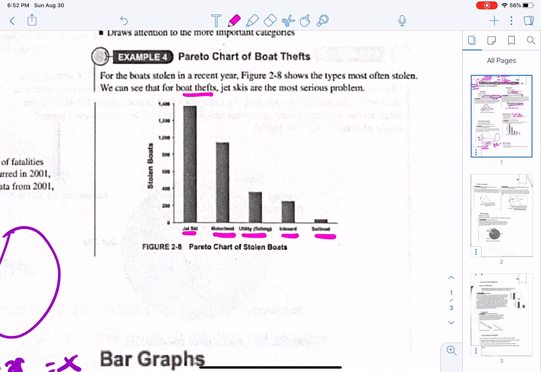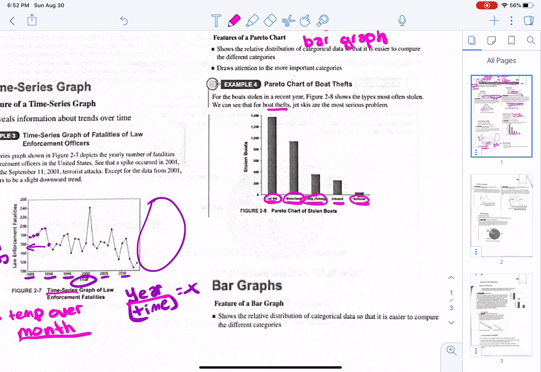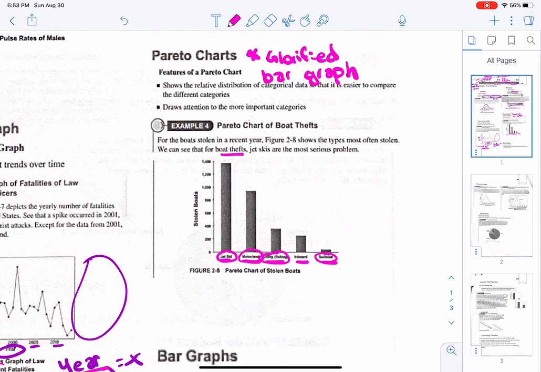So jet skis get stolen the most often, and then there's a motorboat, a fishing boat. I don't know what all these are. Sailboat is the least frequent. I can't read that word, something board. Anyway, these are thefts of boats. So in this Pareto chart, all of these right here are categories, and none of them have a specific order to them. The order that they choose to put them in is from greatest to least.